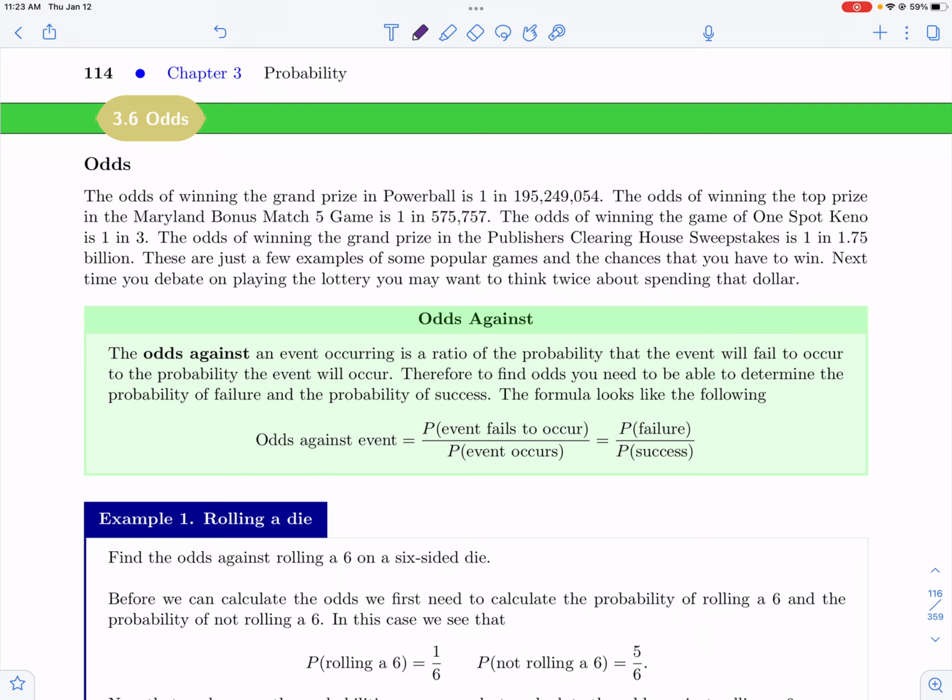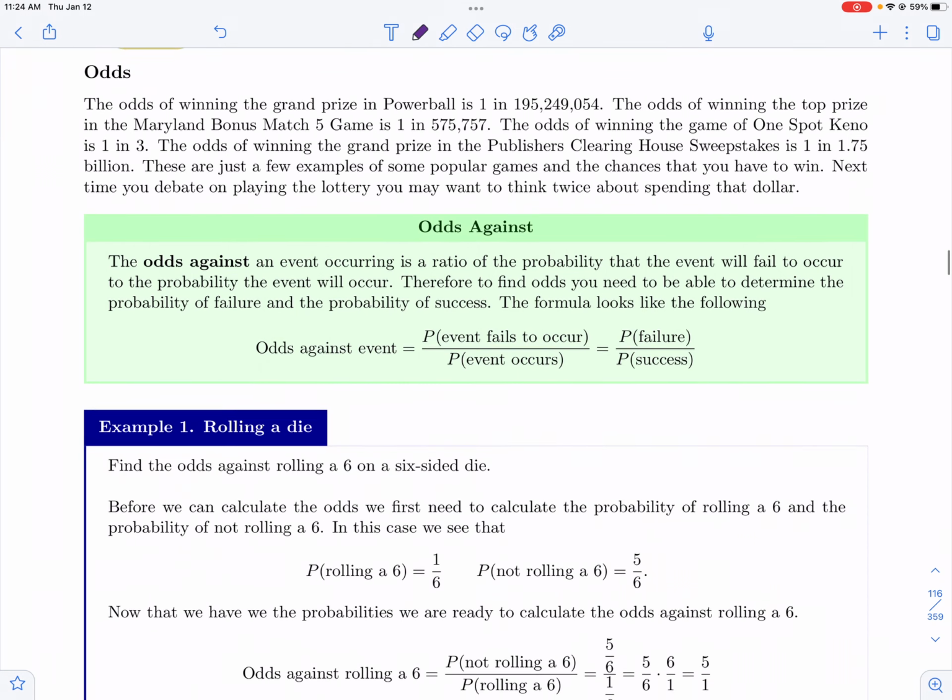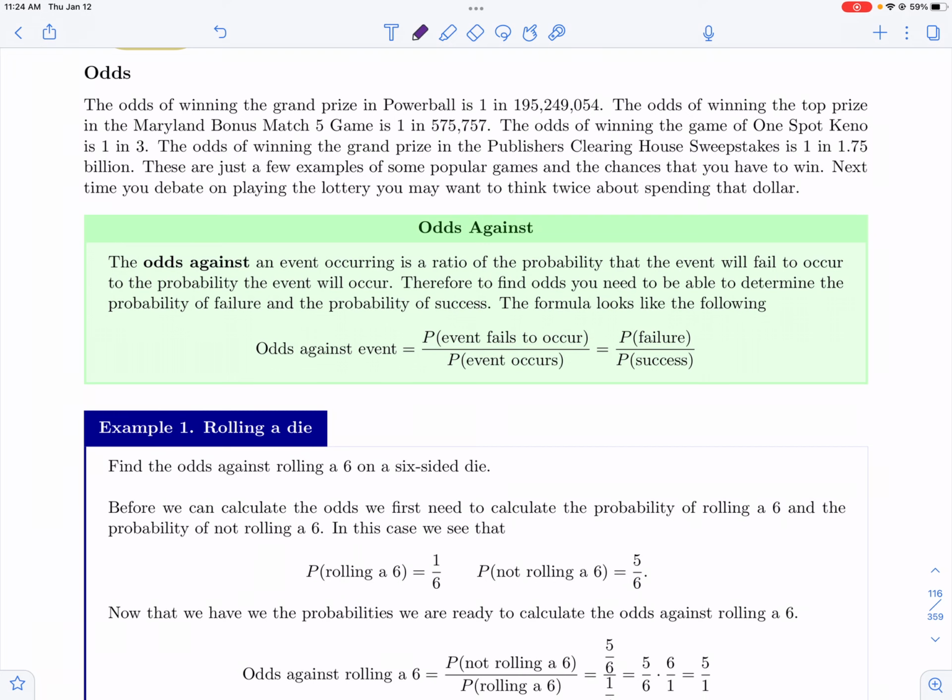Like the odds of winning the grand prize in the Powerball is 1 in 195 million something. The odds of winning the top prize in the Maryland Bonus Match 5 game is 1 in 575,757. The odds of winning one spot Keno is 1 in 3, and so on. It's basically giving us a way of using probabilities to estimate our chance of actually winning something. The way these are going to work is we're going to think about either our odds against or our odds in favor of an event occurring.